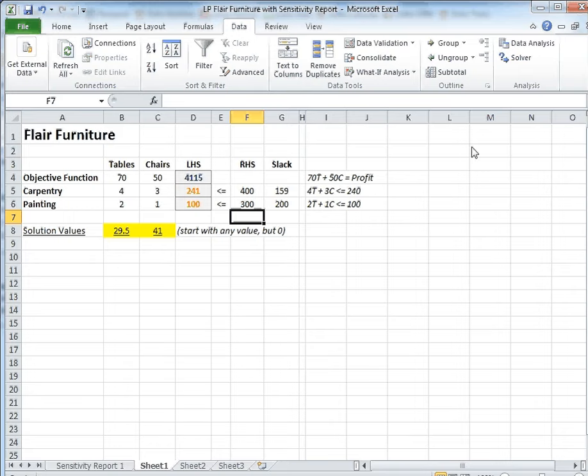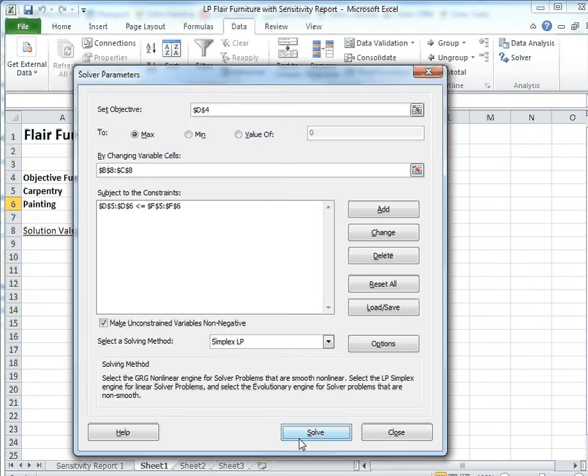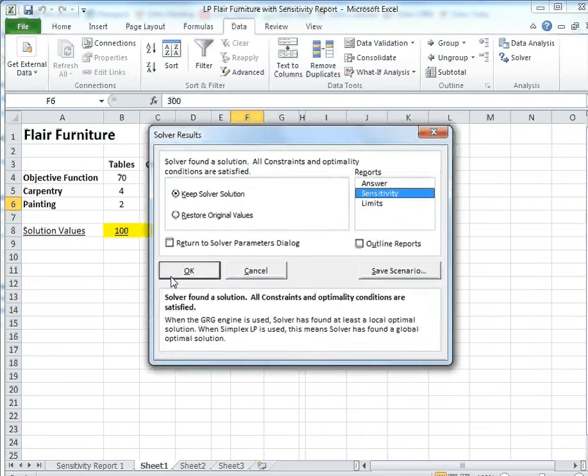That would mean we would have to rerun Solver and really get the actual solution, which in this particular case would now be 100 tables and no chairs. What's interesting, by the way, is that you now have no slack for the carpentry constraint, but you do have a slack of 100 for the painting constraint. Let's take a quick look at Solver and see what that would look like in the sensitivity report.